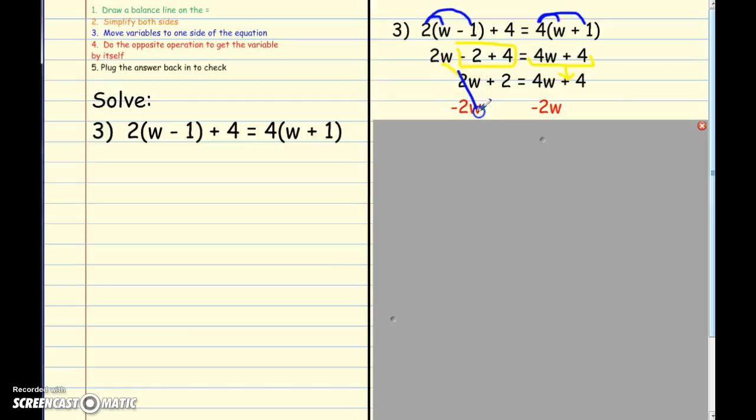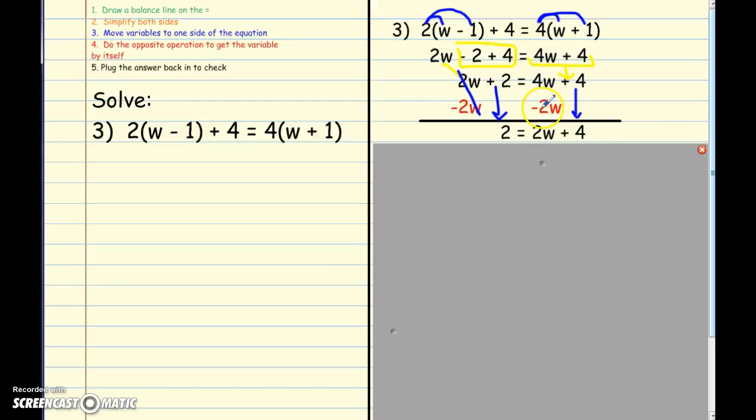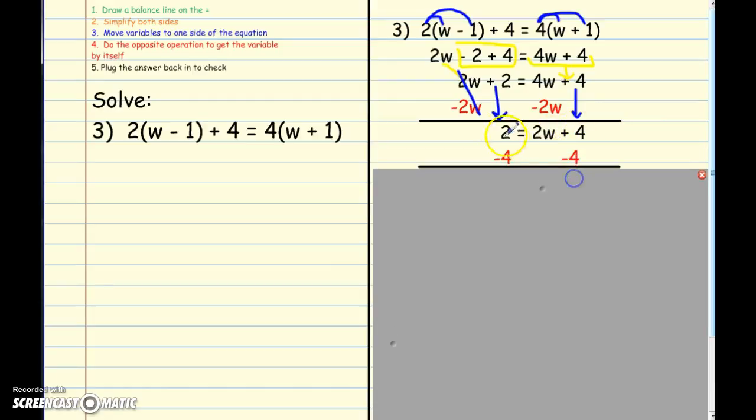2w minus 2w, those guys cancel. I'm going to bring my 2 down. 4w minus 2w, and I'm also going to bring this 4 down. 4w minus 2w is 2w. Here's the w all by itself, so we need to get rid of that plus 4 by subtracting it. 2 minus 4 is negative 2.